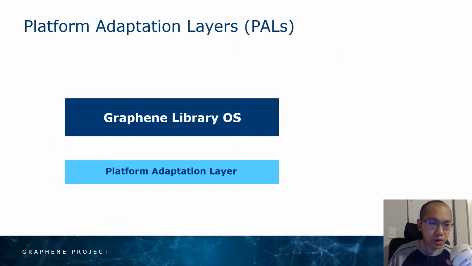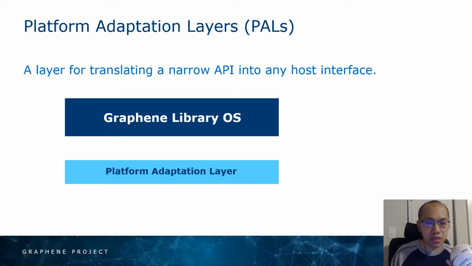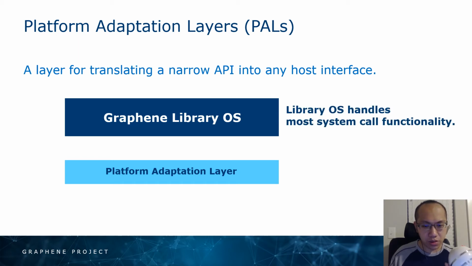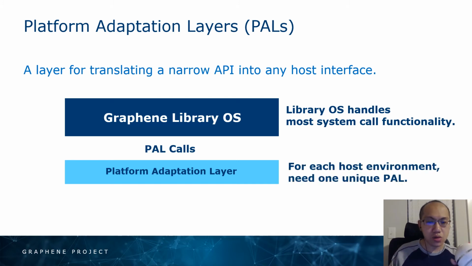So as you can see, this platform adaptation layer, or PAL, actually has a very important role as a layer for translating a narrow API needed by the Graphene Library OS to implement these OS features into any host interface possible. So you can consider that the Graphene Library OS will try to handle most of the system call functionality internally. But if there's something it cannot handle, it has to interact with the host operating system. It will use these so-called PAL calls, which are the narrow API defined by the platform adaptation layer, and translate them into the host environment's system API.